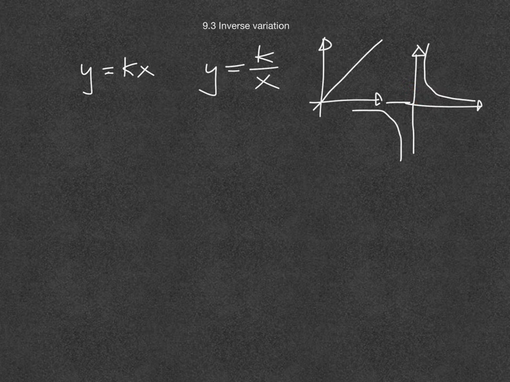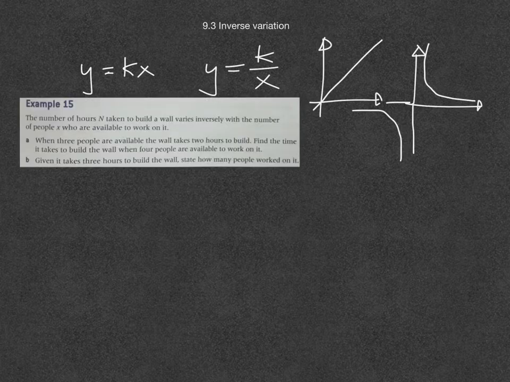So we'll have a look at an example for inverse variation as well. The number of hours n taken to build a wall varies inversely with the number of people x who are available to work on it. The first question, when 3 people are available, the wall takes 2 hours to build. Find the time it takes to build the wall when 4 people are available to work on it.